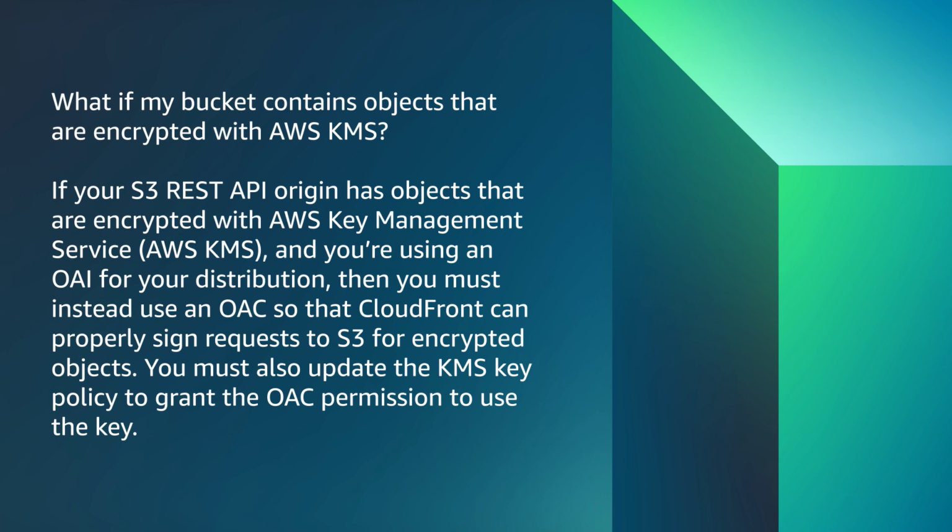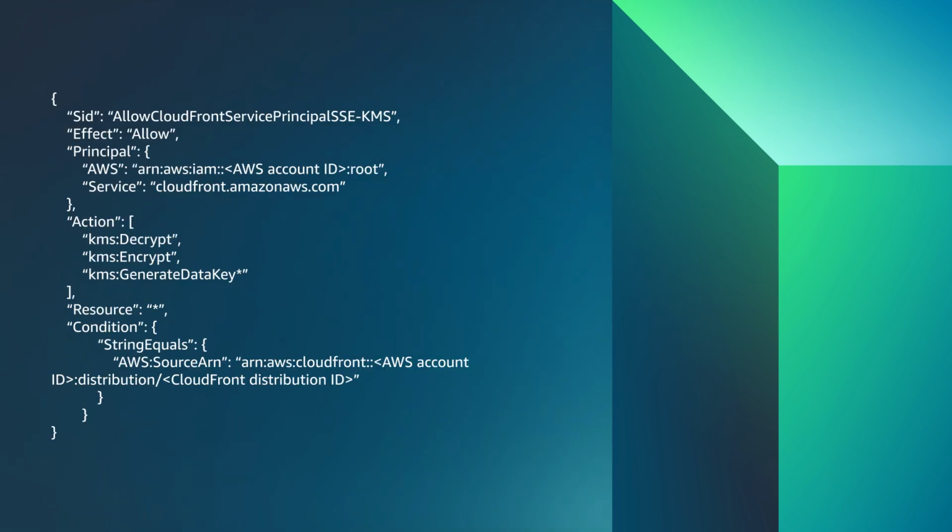If your S3 REST API origin has objects that are encrypted with AWS Key Management Service, and you're using an OAI for your distribution, then you must instead use an OAC so that CloudFront can properly sign requests to S3 for encrypted objects. You must also update the KMS key policy to grant the OAC permission to use the key, such as in the following policy from my own key.